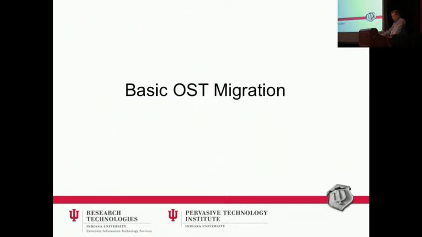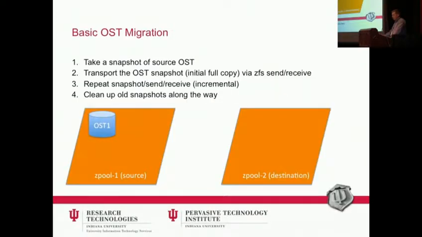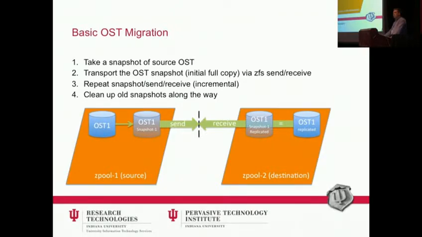So here we'll go through the basic OST migration steps as an overview. Within the pool, you have a target OST, and you would take a snapshot of that source OST. In the example here, it's OST1. And so after you take that snapshot, the next step is to transport that. Once you've taken a snapshot, it freezes the data in a way that you can copy it without anything changing underneath. So you use the ZFS send and ZFS receive mechanism to transport that data to your destination zpool.